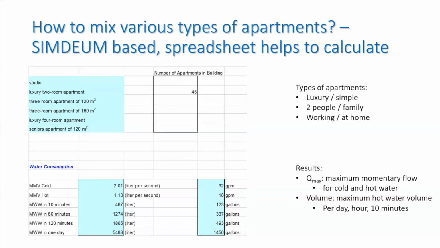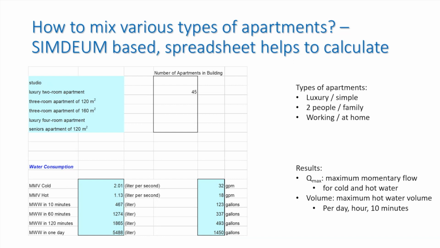We also have made this available not just as this very horrible equation, but also in a spreadsheet. And the nice thing here is that you can also mix different types of apartments in a building. So you can say it's 45 of this specific type, but it could also be 20 smaller ones, a studio with just one person living and very simple, and a few really luxury apartments in there, etc.